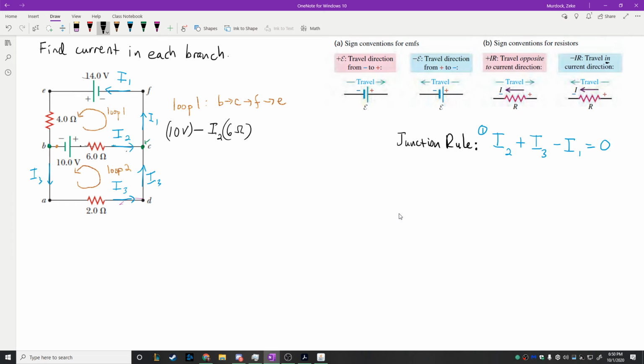Do I write down positive or negative 14 volts? It's going to be 14. Is it positive or negative? You're gaining, so it's positive, exactly.